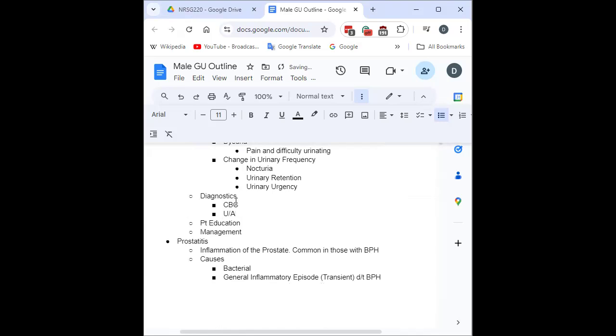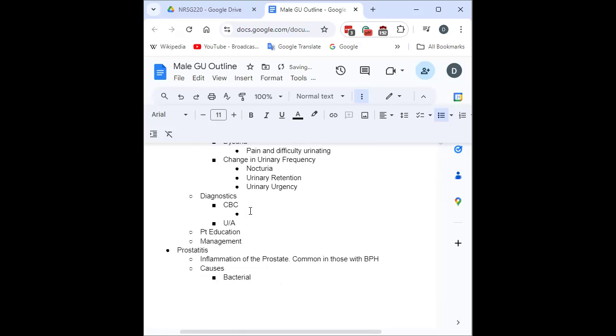So what are you doing with those? What are you checking for with the CBC? Your white blood cell count. With BPH, you're not going to have an elevated white blood cell count, typically. It's more just to rule out infection, like prostatitis.